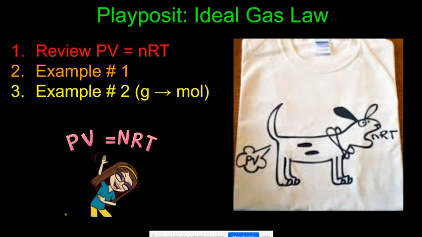to take a look at two examples. The first example is going to be very straightforward, where all of our givens are provided to us in the units that we expect. And then an example number 2, where we're going to have to do a gram to mole or a mole to gram conversion. This will be very similar to the mile markers that you will be taking for PV equals nRT.